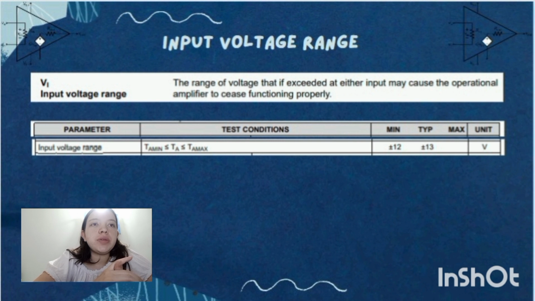Input voltage range. The input of the operational amplifier must remain within a certain voltage range for proper operation. Each of the input pins of the operational amplifier has voltage swing restriction, beyond which the operational amplifier will not function properly or will behave non-linearly.